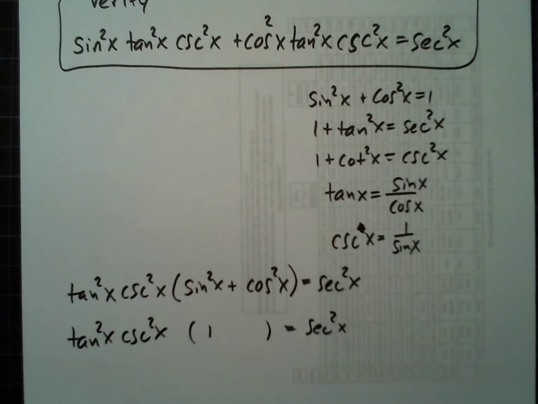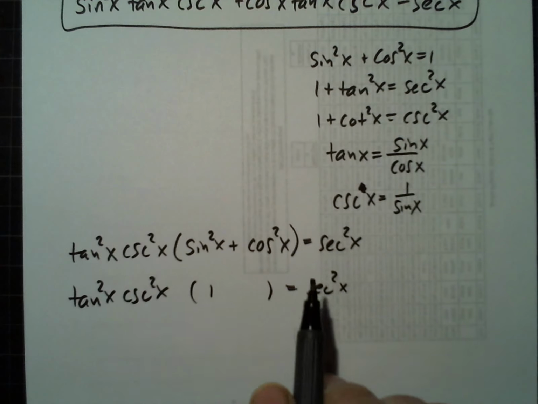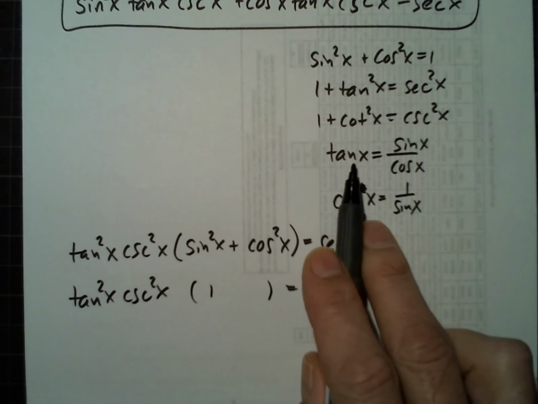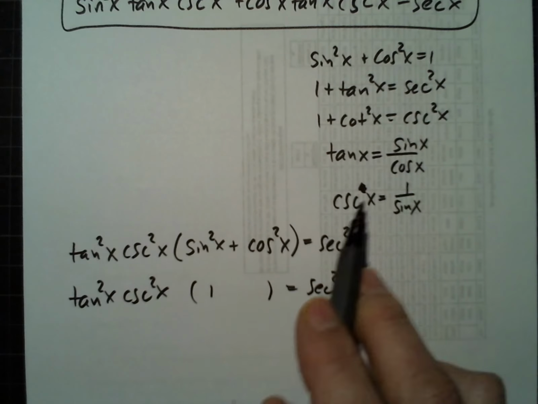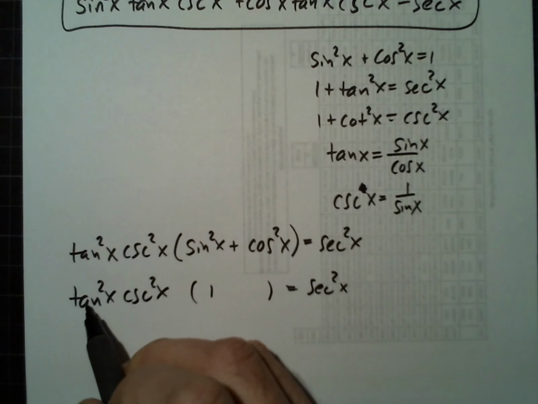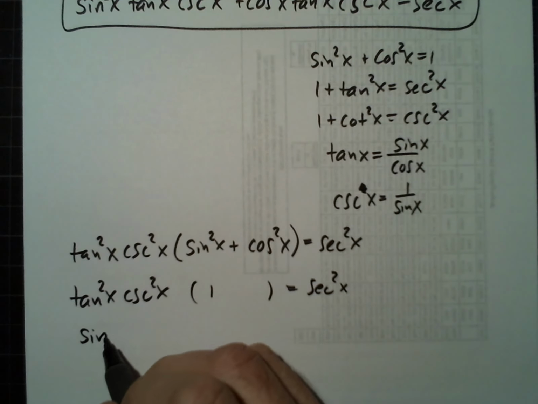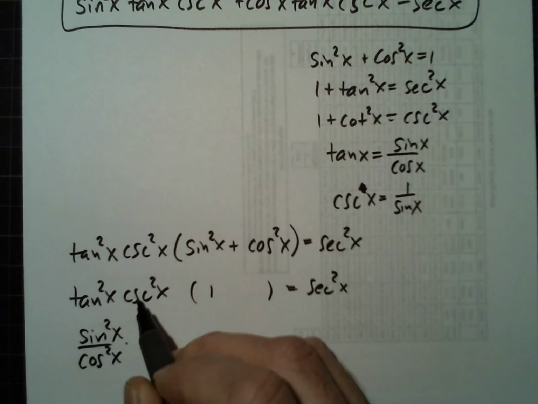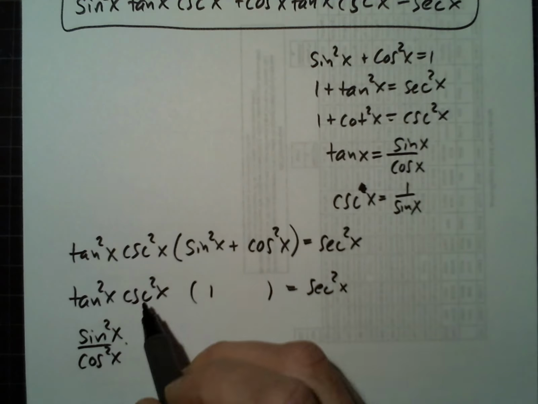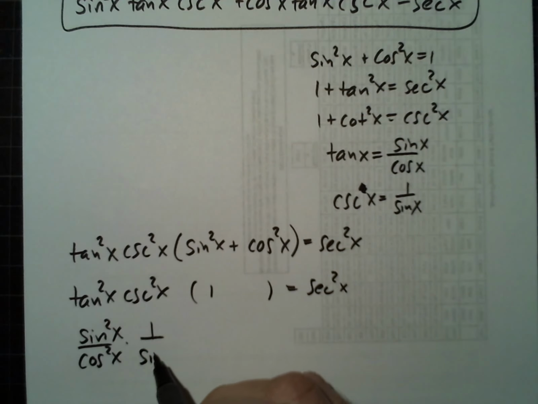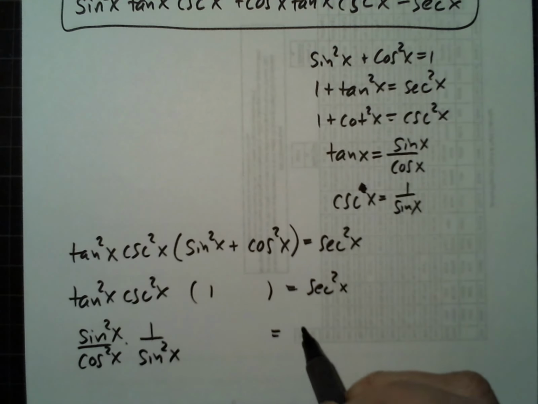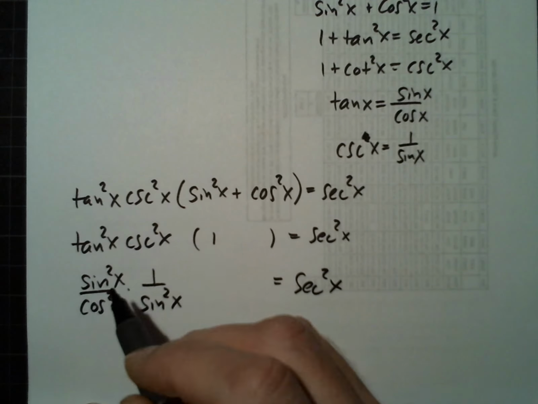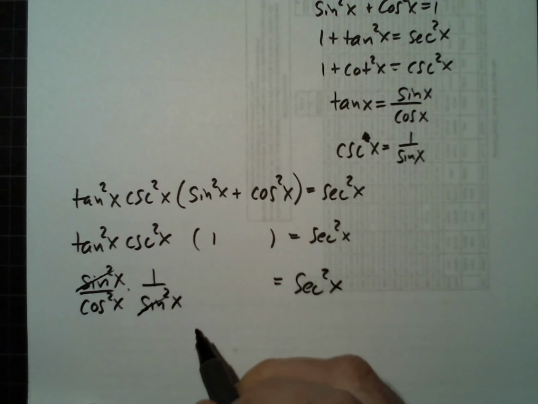And we have tan squared, cosecant squared. Let's change them into sines and cosines. So tan is sine over cosine, so this is going to be sine squared over cosine squared. Cosecant is 1 over sine, so this will be 1 over sine squared. One over cosine squared.